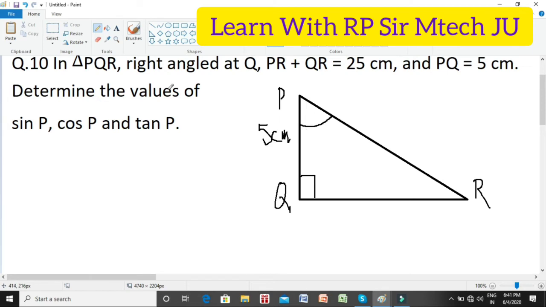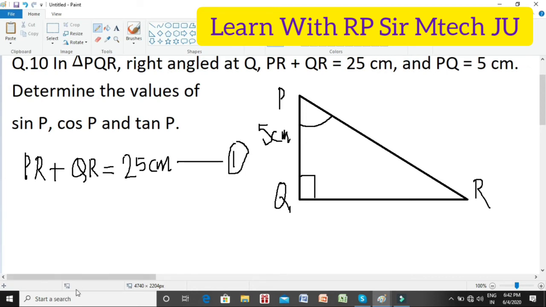So how can we figure out the sides? Now what are the conditions we are having? The first condition that we are having is PR plus QR will be equal to 25 centimeter. Let us make it an equation. Let us make it equation number 1. So in equation number 1, we have PR plus QR equals 25 centimeter.